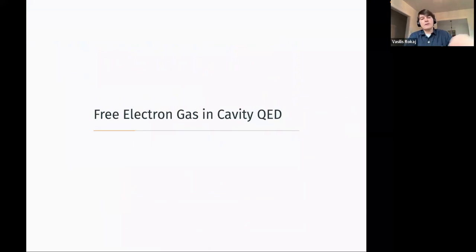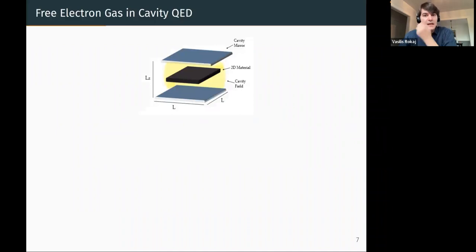So let me come now to the first part of my talk, which has to do with the free electron gas in cavity QED. The system that we're considering is the one that you see here in this figure. I have a piece of a metal. It's a 2D slab of a material, and now we put it between two cavity mirrors. The distance between the cavity mirrors is Lz, and we have this cavity field.